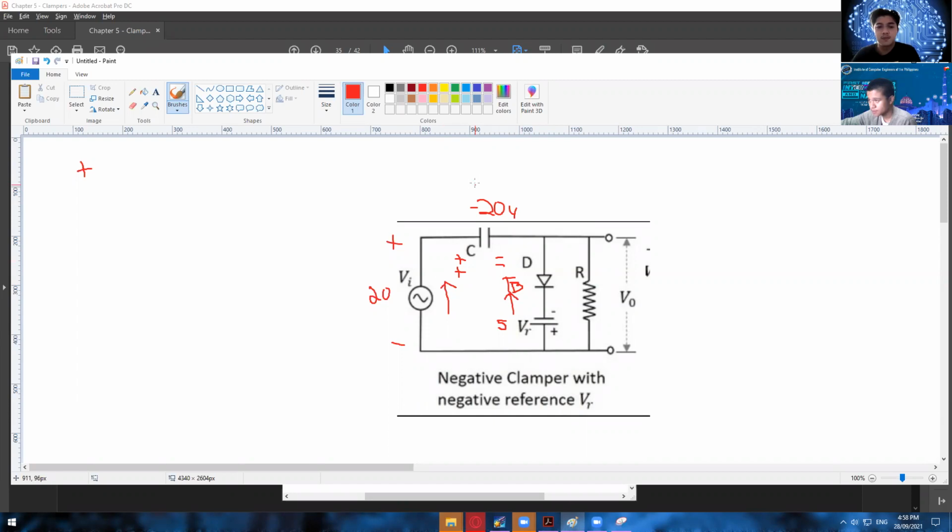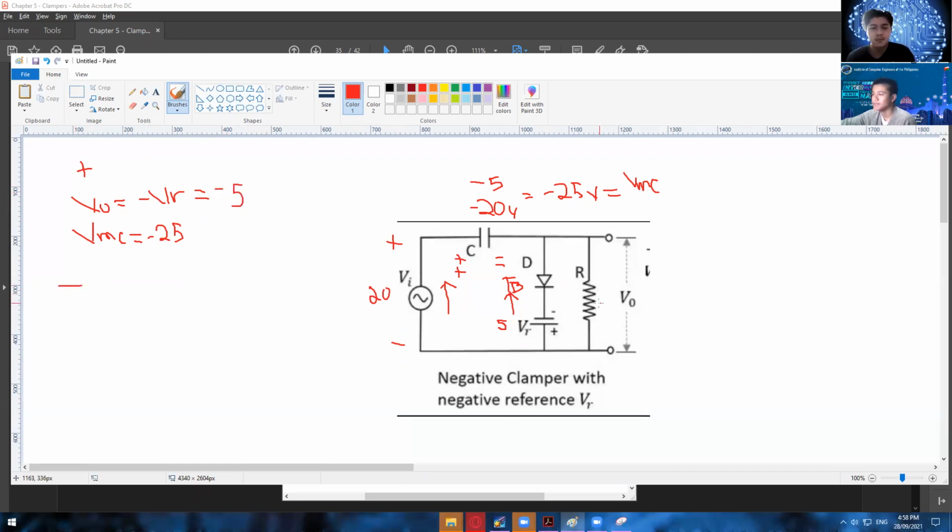Okay, so we have here negative 5 if we are going to read this one clockwise. So negative 5 plus negative 20 is equal to negative 25 volts. So that is now the value of our VMC. Okay, so VO right here is equal to negative VR, and then VMC right here is equal to negative 25. So negative VR is negative 5.